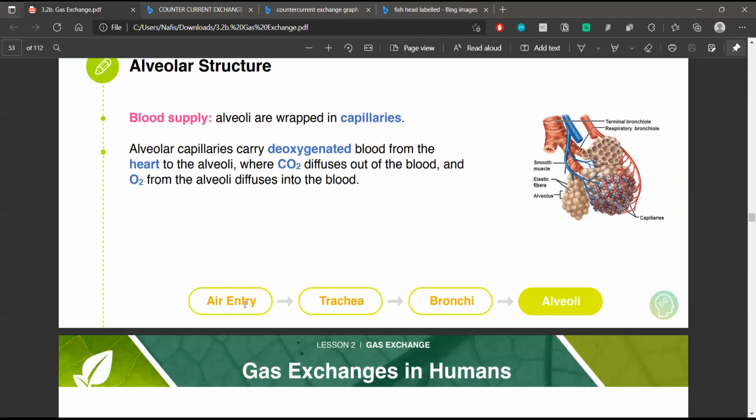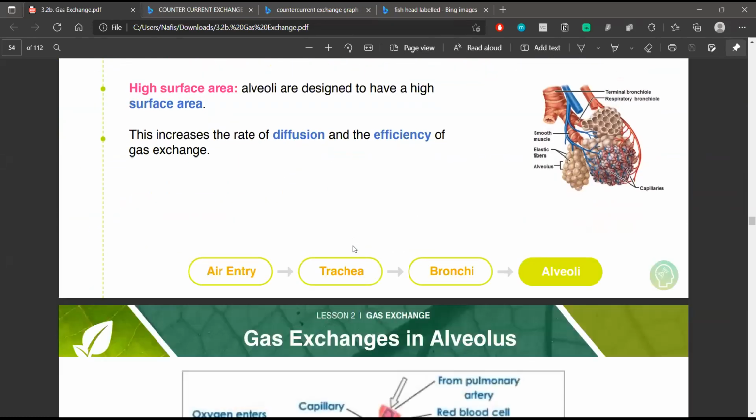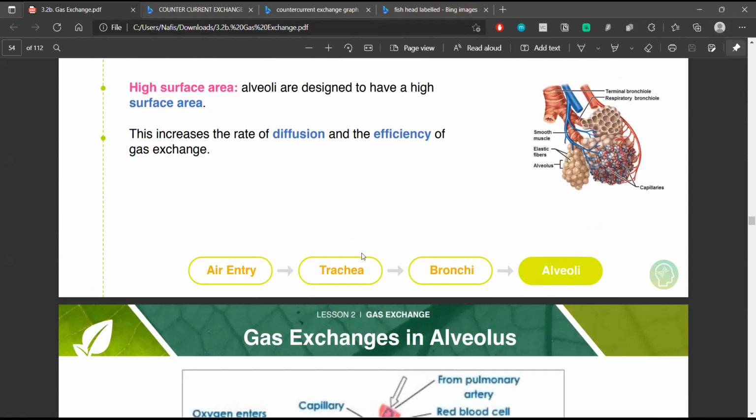Alveoli are wrapped in capillaries, and these capillaries carry deoxygenated blood from the heart to the alveoli, where CO2 diffuses out of the blood, and O2 from the alveoli diffuses into the blood. The high surface area increases the rate and efficiency of diffusion.